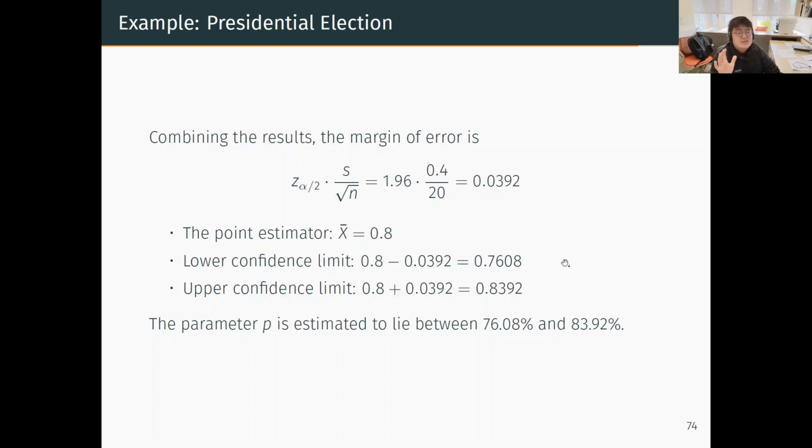And as you see, application is pretty simple, right? Just calculate the four numbers correctly, right? Should be pretty straightforward.